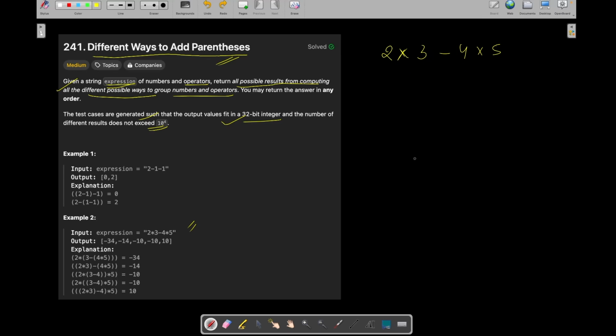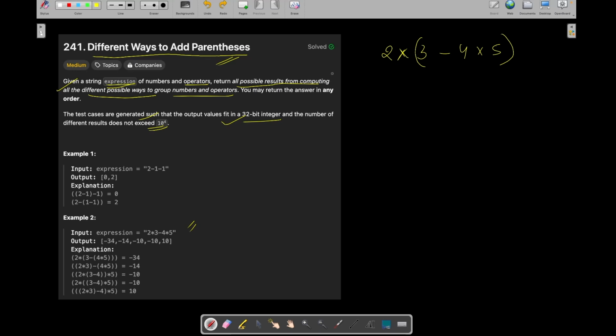So what could be its possible results? Let's say this expression will be executed first, and in this expression there could be two possible ways: 3 minus 4 will be executed first, or 4 multiplied by 5 could be executed first. So in this way, there could be various possible ways of executing a single expression. Okay, so how can we solve it?